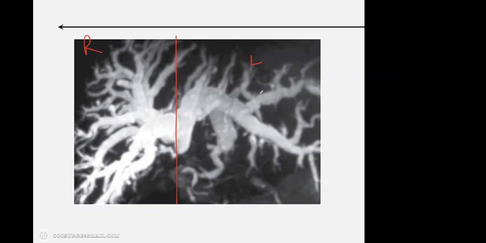In the left lobe, the ducts which are coming from below, the inferior aspect here, this is segment 3, and which are coming from above, this duct is segment 2. In the left lobe, this is segment 2, this is segment 3.